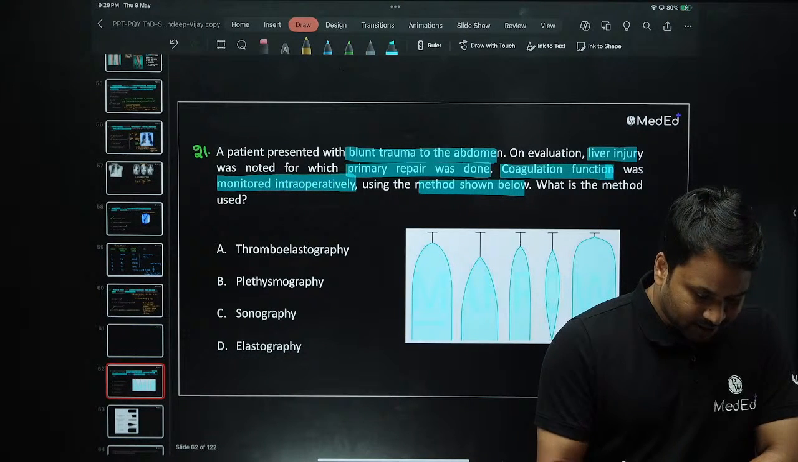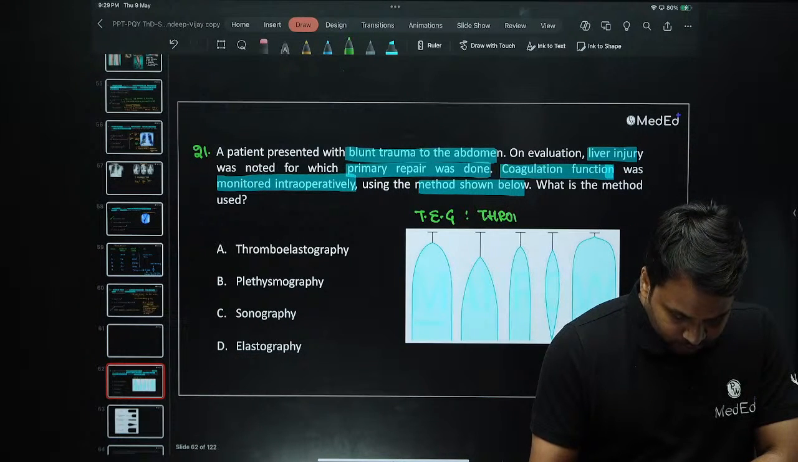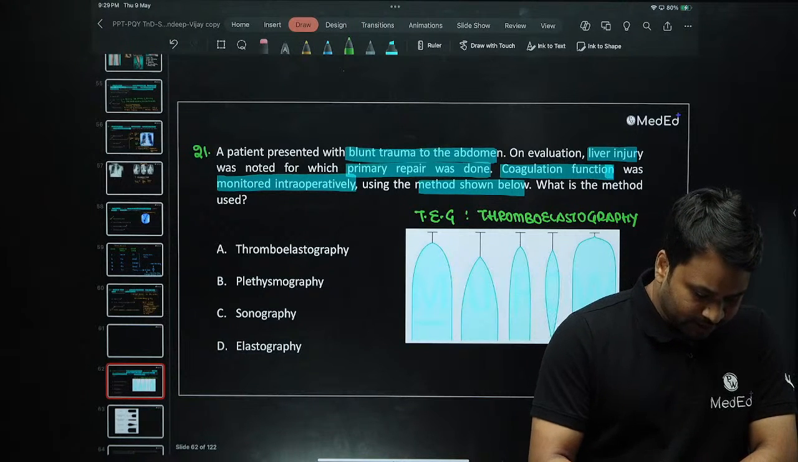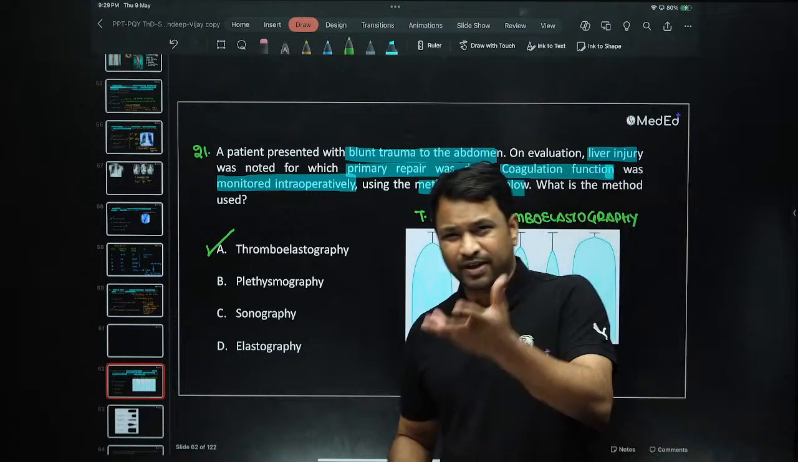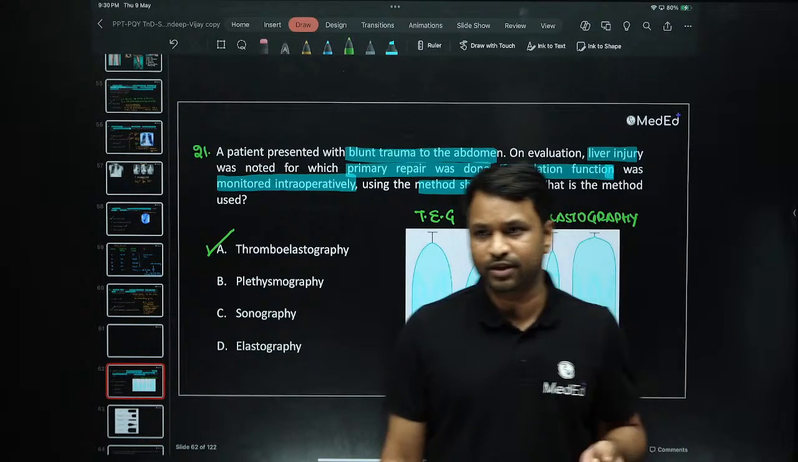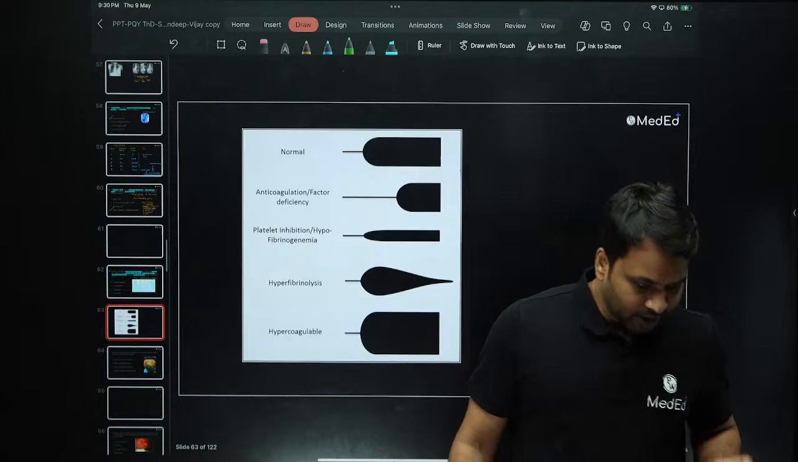What is this method? This method is what we call TEG, that is thromboelastography. Plethysmography is basically for your respiration. Sonography is your ultrasound. Elastography is to check for the elasticity. So it is thromboelastography, that is TEG. Now, how do you know?